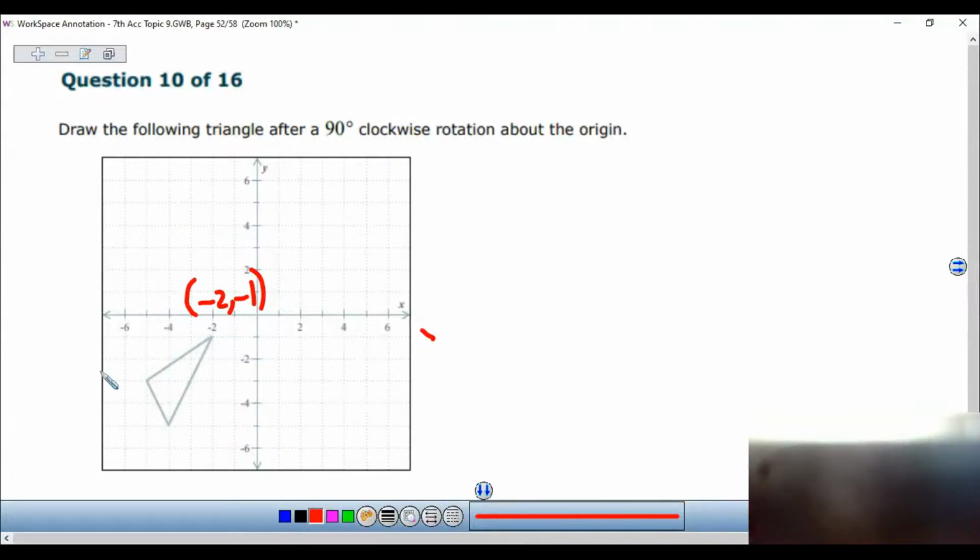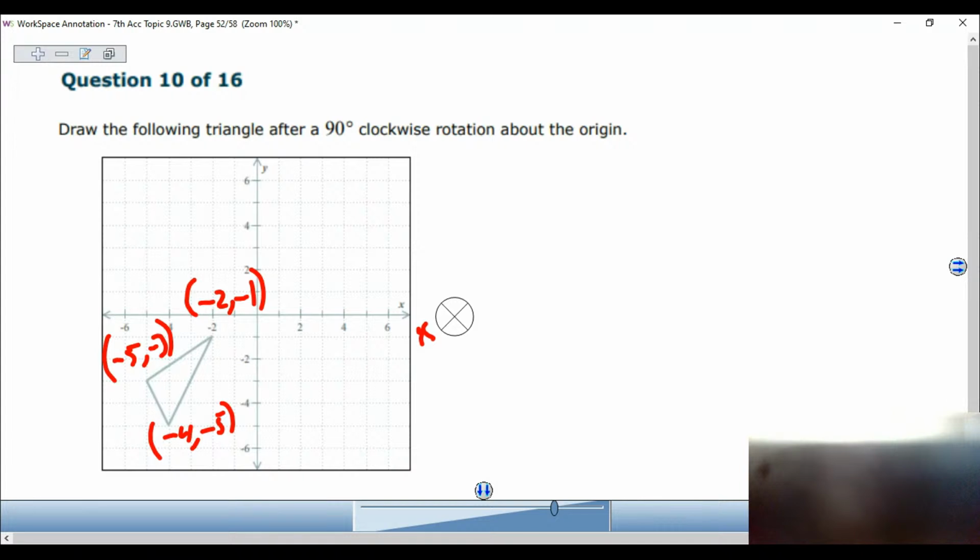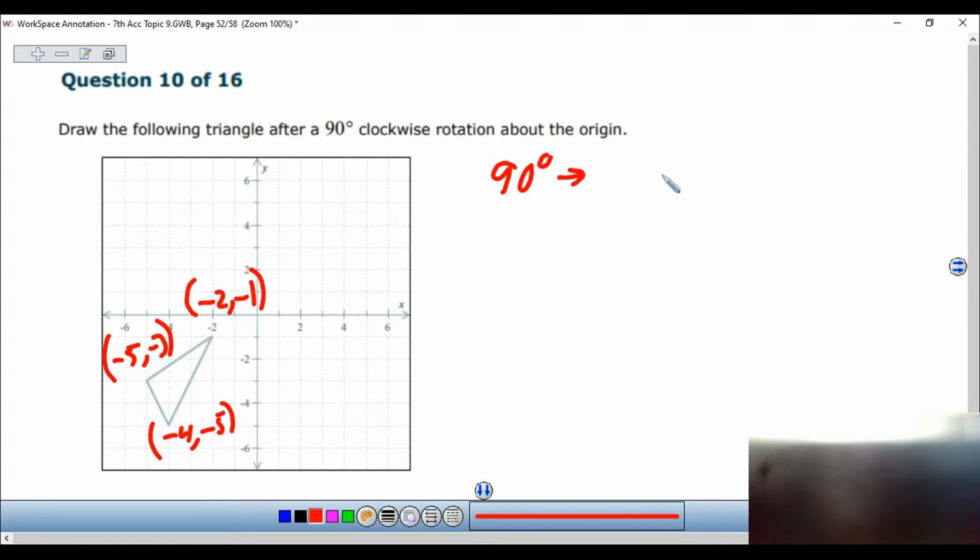This point here is -5 and -3. And this last point is -4 and -5. All right. So we got the 3 points. And what we need to do now is figure out how we rotate. So any 90-degree rotation means you're going to change x and y's position.